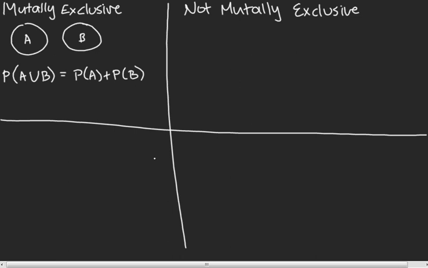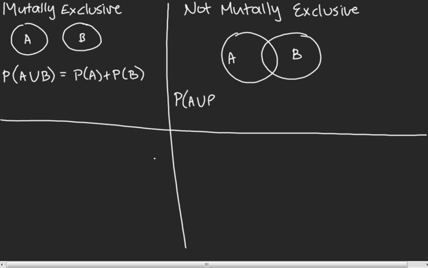So not mutually exclusive is when now we have the overlap of A and B. And so what would be the formula now instead for probability of A or B occurring? What's this middle part called? The intersect. What's this right here, that area in between? It's A and B.